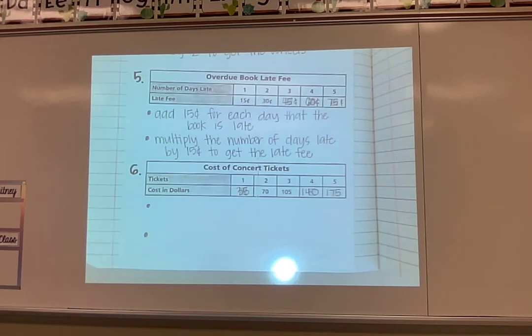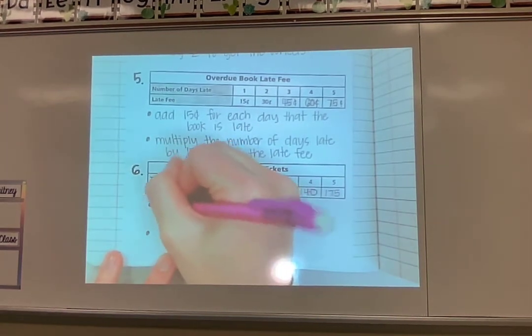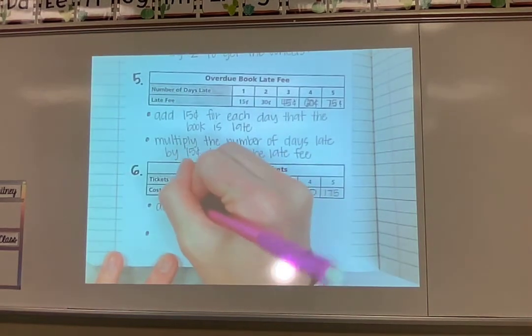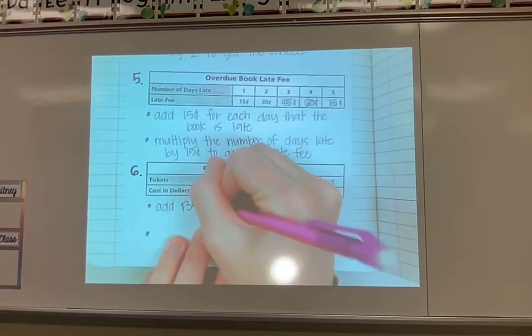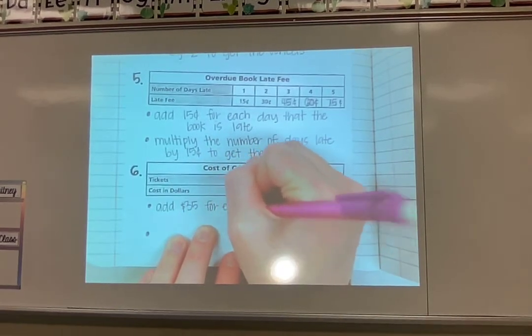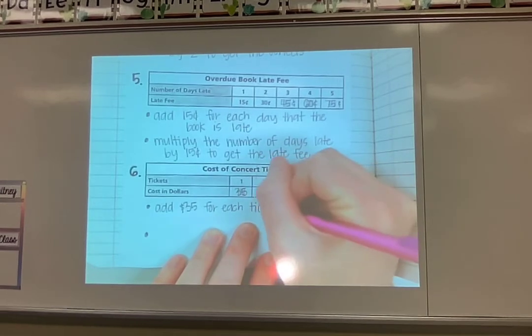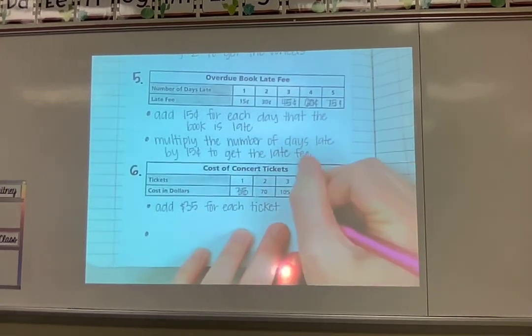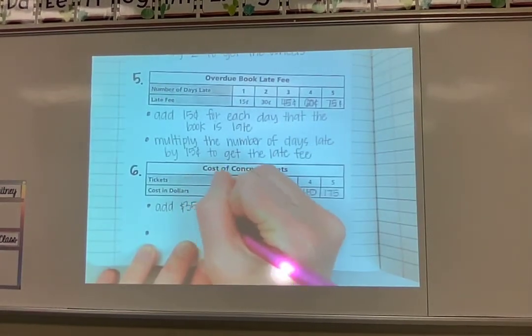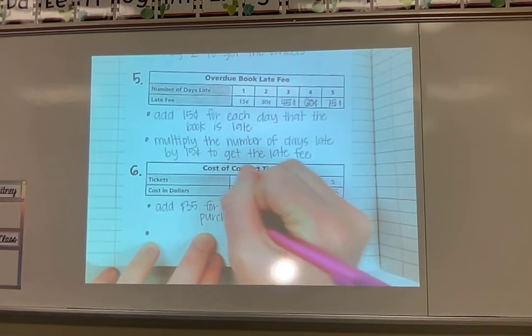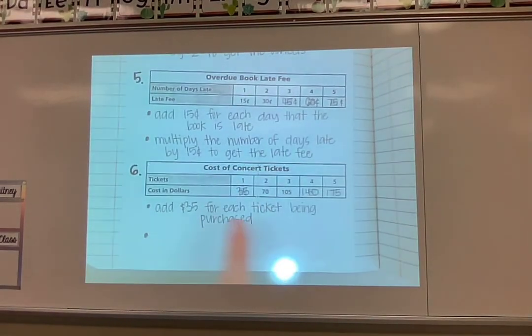Let's do addition first. I would add $35 for each ticket being purchased. So for each ticket that they were purchasing, I would add $35 more because that's how much they cost each. So that's using addition. That's kind of what I was doing as we were going. 35 plus 35 is 70, plus 35 more is 105, plus 35 more. That's how I was figuring them out.